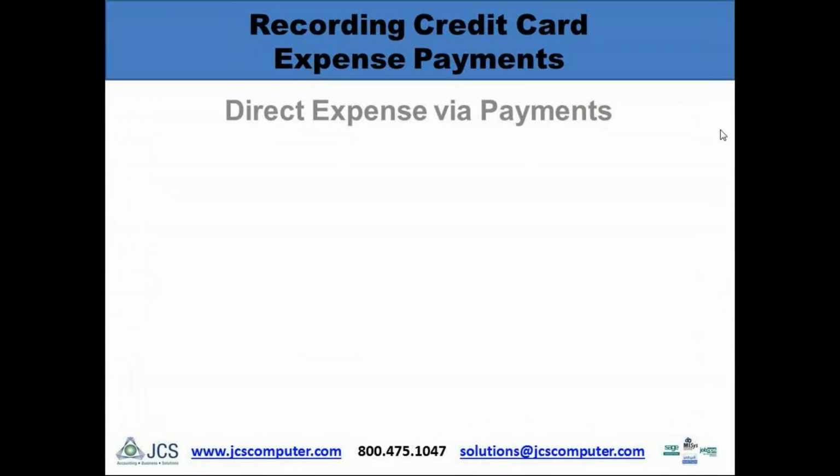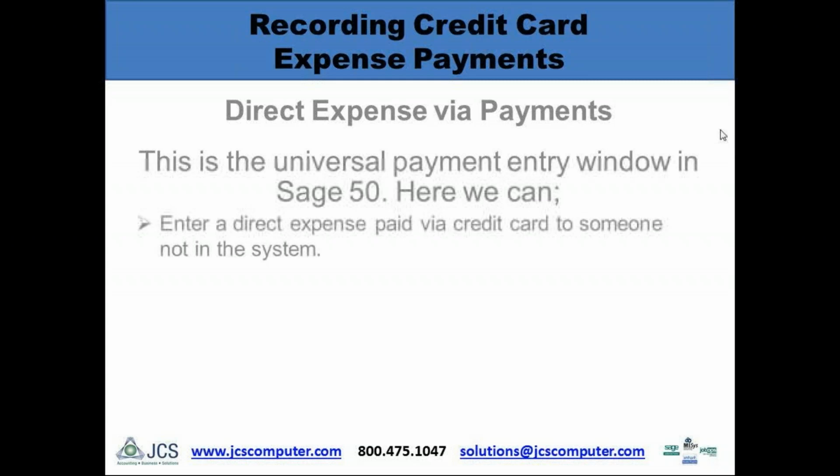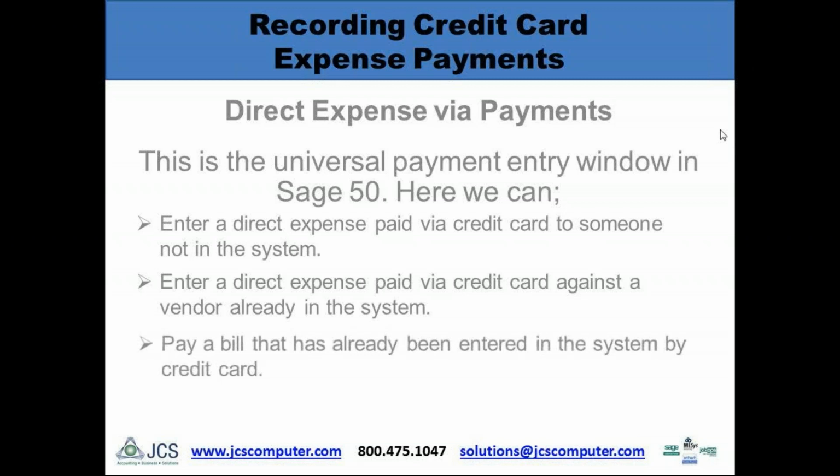We can also make direct expense payments through another window. The payments window in the system is kind of a universal entry tool for entering cash disbursements of any type. You can enter virtually any type of disbursement through this window. So here we can do the same thing we just did for write checks, or we can enter a disbursement that's associated with a vendor that's in the system. But we can also actually pay bills that already exist in the system by credit card here.